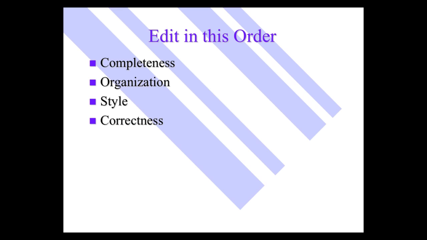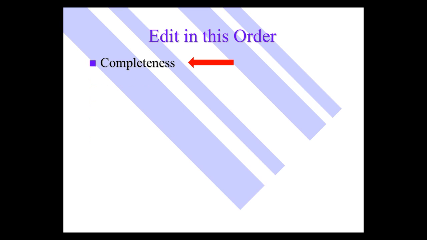We're going to edit with an eye towards completeness. Is everything there? We're going to edit with an eye towards organization. Is the flow optimal? We'll edit with an eye towards style. Is it good writing style? Then we'll look at correctness. Do we have everything correct? And then finally, we'll edit with an eye towards visual appeal. Does our document look as good as it can? But let's go ahead and start with completeness.